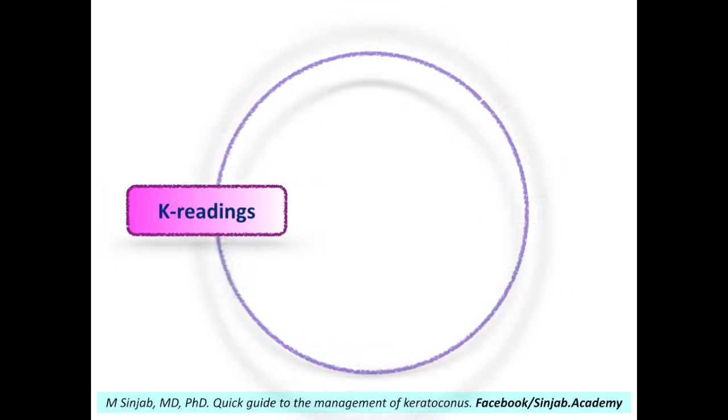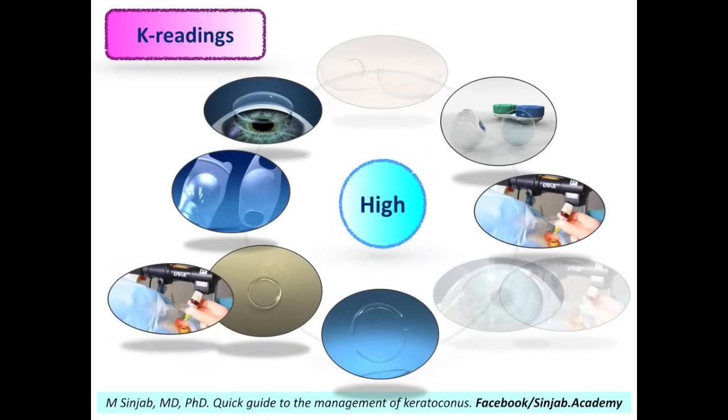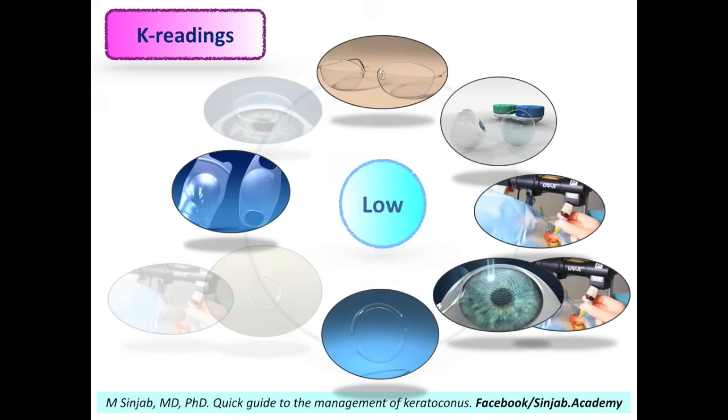Regarding K readings, when the K readings are high, we cannot consider glasses and we cannot consider refractive surgery augmented by corneal cross-linking. And when the K readings are low, we should not consider Myoring, because Myoring is suitable in cases of very high K readings. We also cannot consider lamellar keratoplasty in low K readings, or corneal grafting in general.